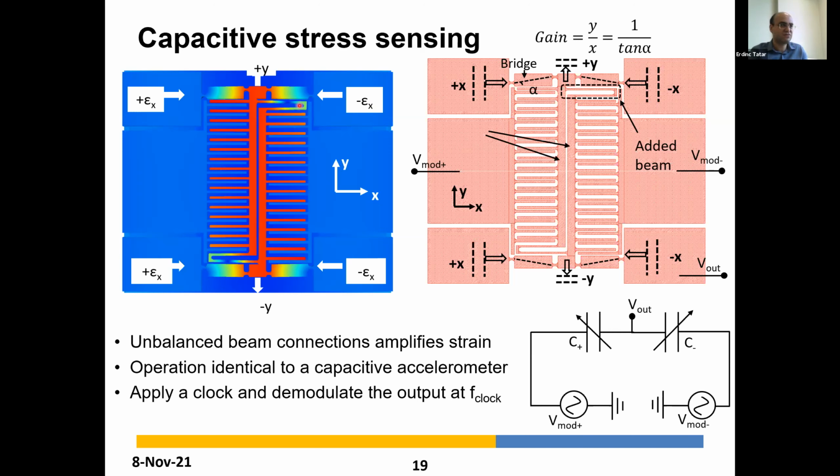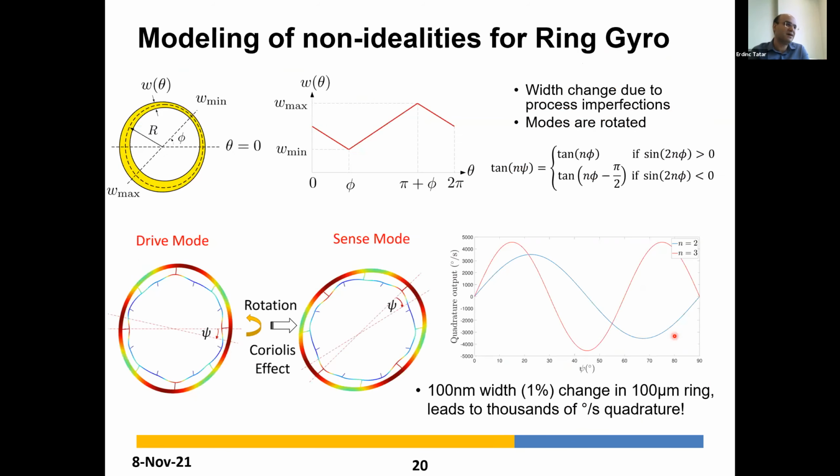If you push this from the sides, as you can see, these are not balanced. So once you push, because of this imbalance, there is going to be an amplification, and this is 1/tangent alpha. And then you can read your stress. The way to read this is you apply 2 clocks. This is again done in an AC frequency. And you look into one of the capacitances increasing and one of them decreasing. So you look into the difference and sense the output.